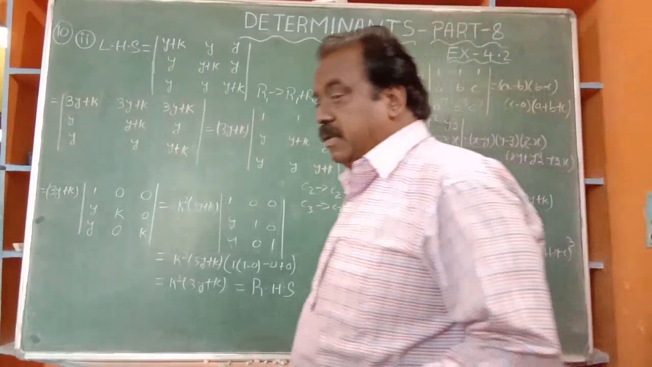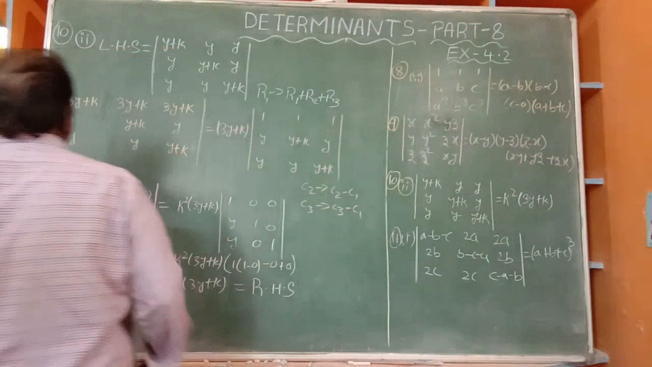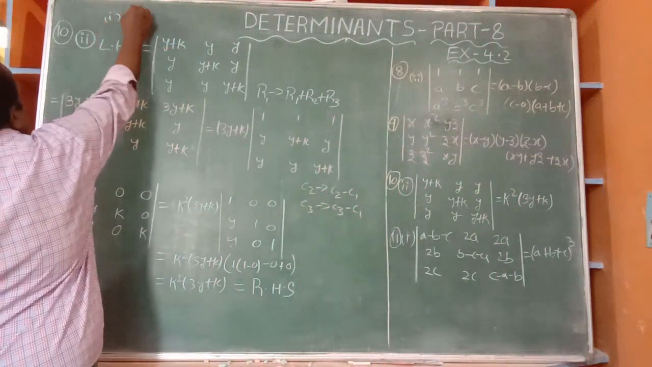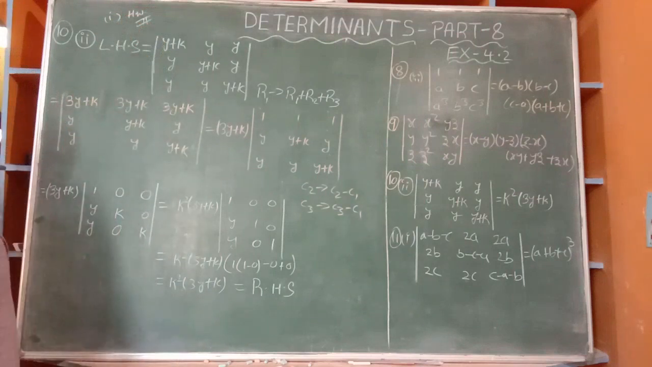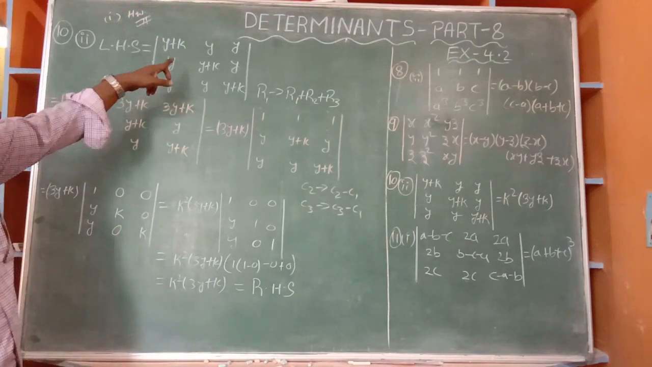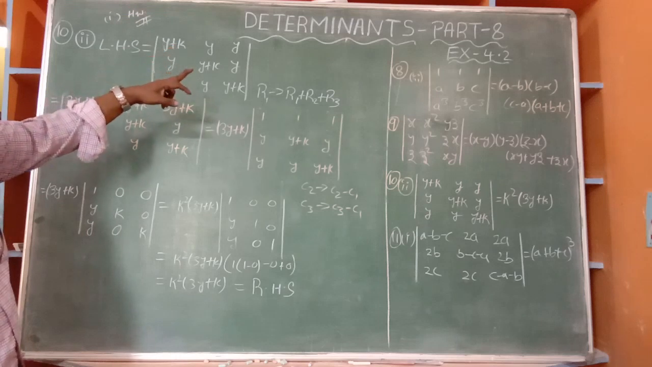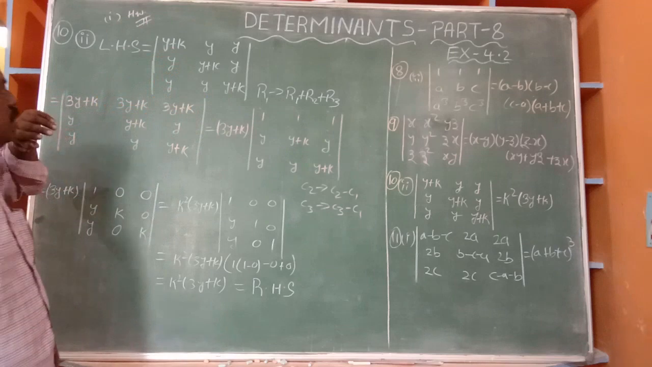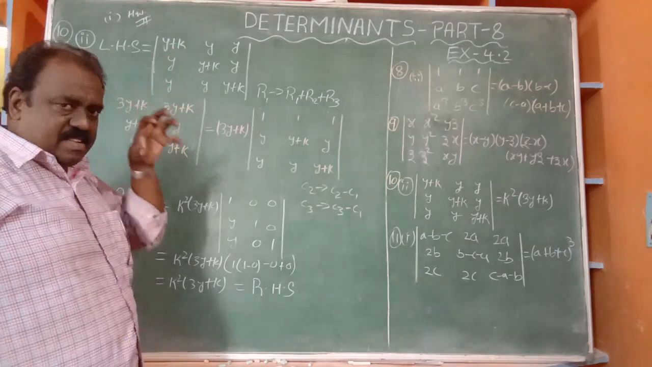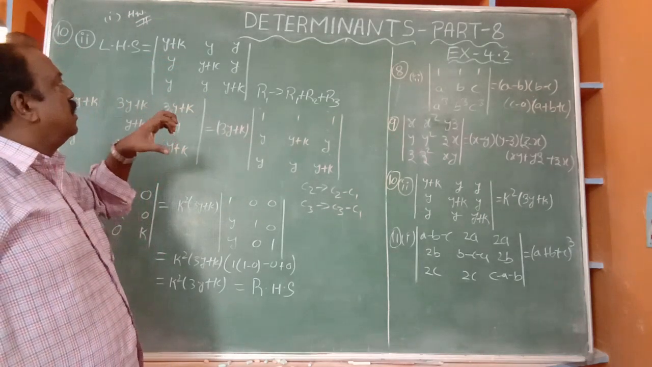Okay then, 10th problem. The first one is given as homework. The second, Roman 2. LHS: y plus k, y plus k, y plus k. You see, there are standard steps.